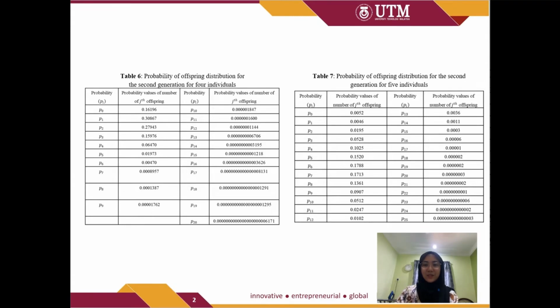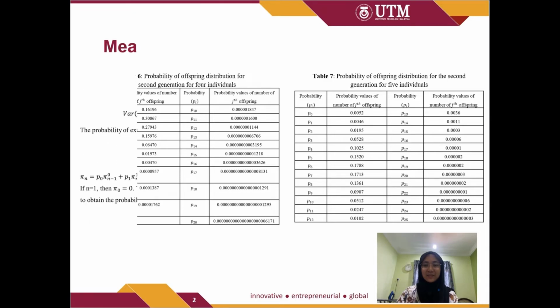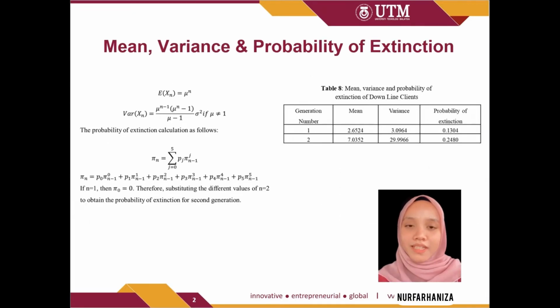Next, these are the continuation of the probability of offspring distribution for second generation for 4 individuals on the left-hand side and 5 individuals on the right-hand side. We can see that the probability of large offspring size found is near to 0 for future generations. Then, the calculation of mean and variance is needed to establish similar findings for second generation at the next slide. Next, we're moving on to calculation of mean, variance, and probability of extinction.